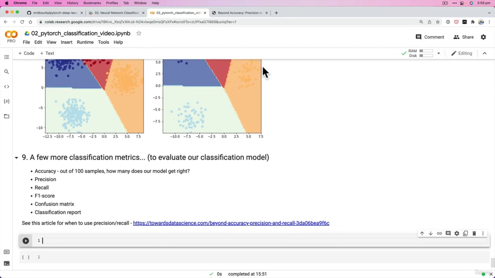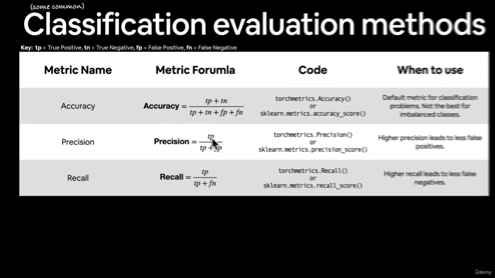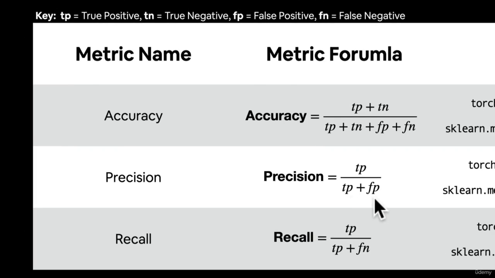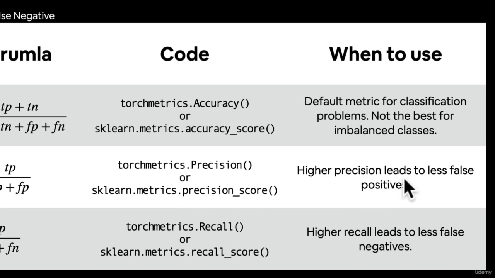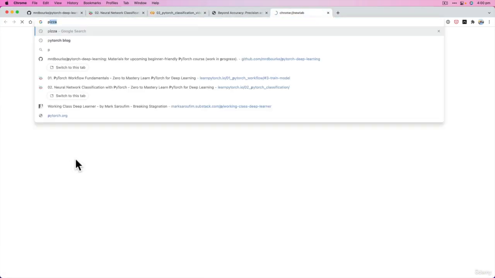Now, if we look back, there is the formal formula for precision: true positive over true positive plus false positive. So higher precision leads to fewer false positives. If false positives are not ideal, you probably want to increase precision. And if false negatives are not ideal, you want to increase your recall metric. However, you should be aware that there is such a thing as a precision-recall trade-off, and you're going to find this in your experimentation.